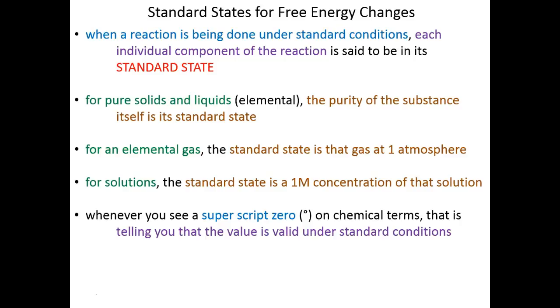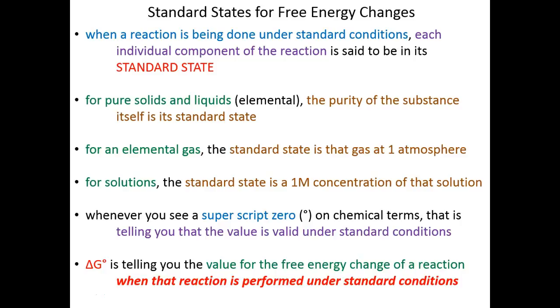Whenever you see what's called a superscript 0, like a degree sign, on any chemical term, like a delta G term or a delta E term, that superscript 0 is telling you that those numbers were measured when the experiments were done under standard conditions, that everything was done under the standard state. So if you saw delta G symbolized in this way, delta G superscript 0, that's telling you that the value for that free energy change was measured during an experiment that was done under the standard conditions.